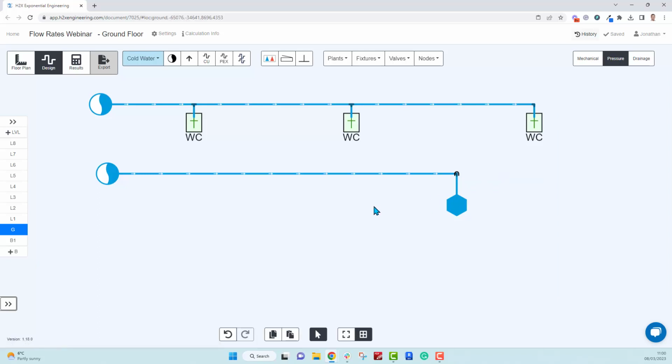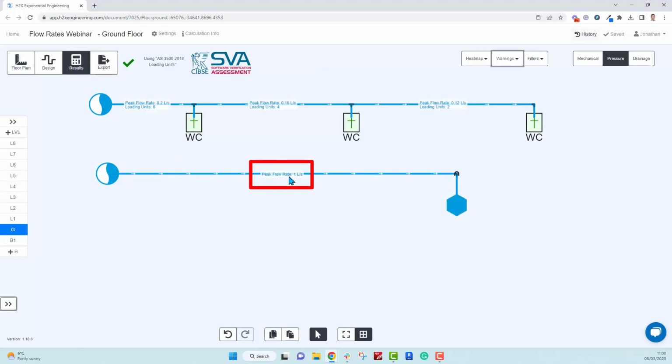So just have a think as I click results, what do you think the flow rate through this pipe will be? It is 1 liter per second. So there is no loading units here. Again, no probability, no diversity. 1 liter per second continuous flow is 1 liter per second.